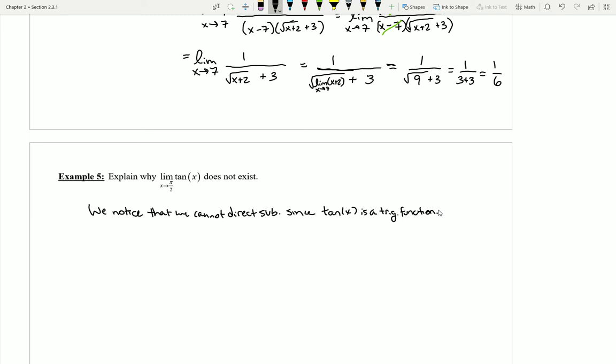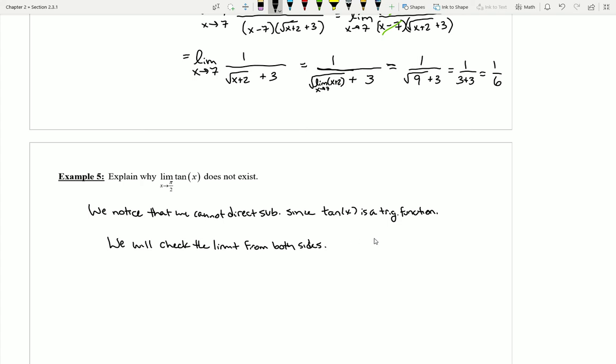So the only other thing I could do is to try to look at the picture of the tangent function, which is a graphical approach, or I could try to check the limit from both sides, like we did when we were looking at 1 over x squared a couple videos back. So I'll state here that we will check the limit from both sides.